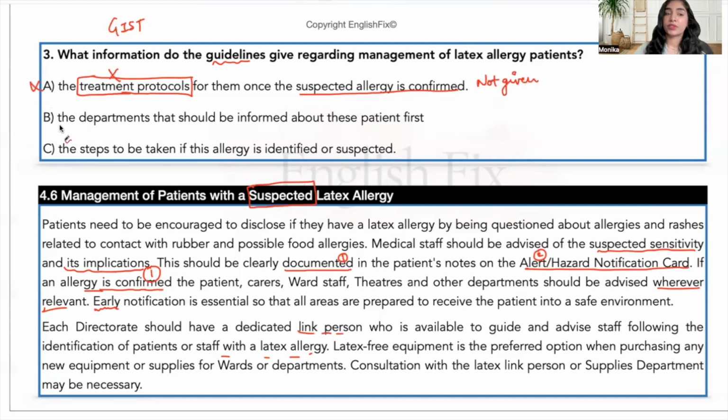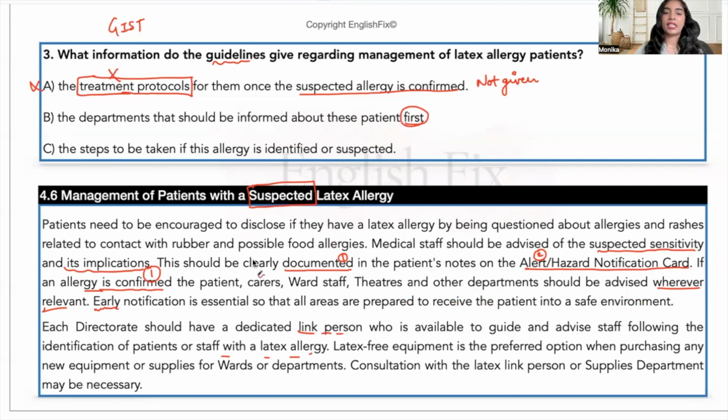Then we go to the B answer option. The departments that should be informed. Yeah, they talked about the departments and other departments, theater, ward staff that should be advised, right? Should be informed about these patients first. What did I say? Any kind of time frame, any kind of first, before, prior, right?